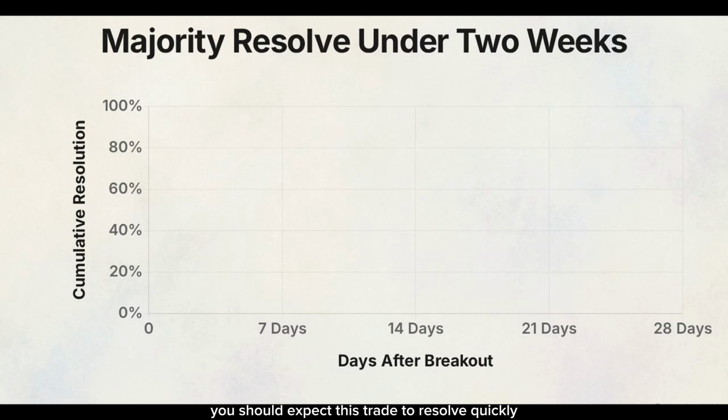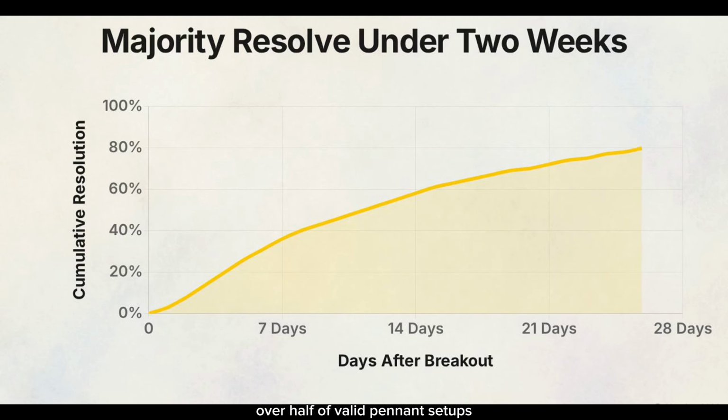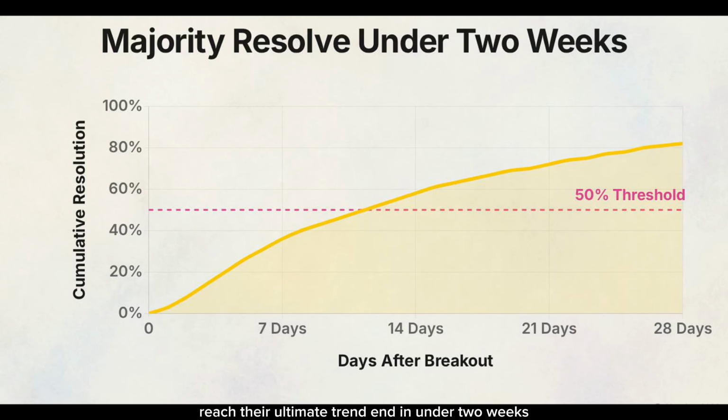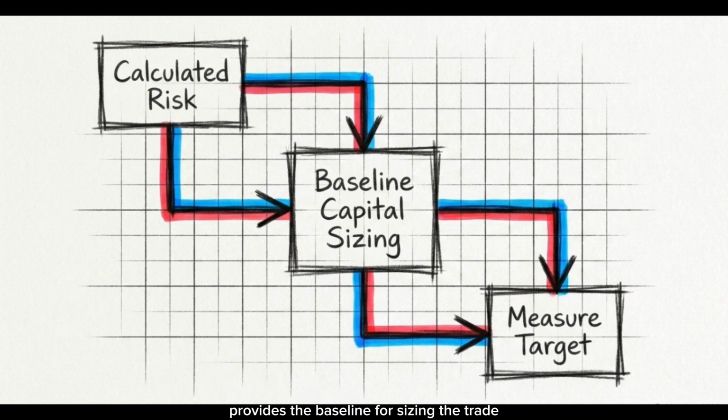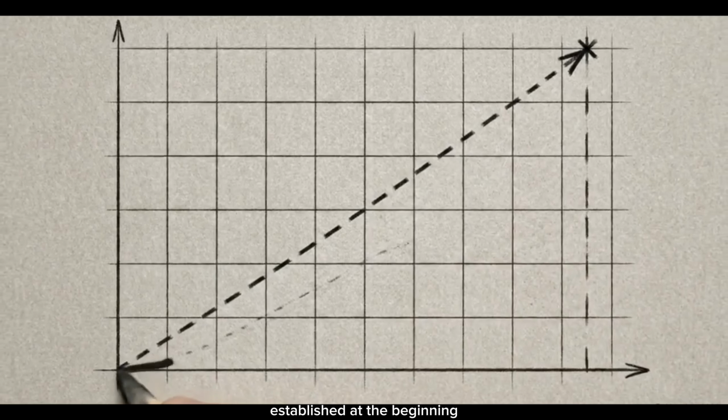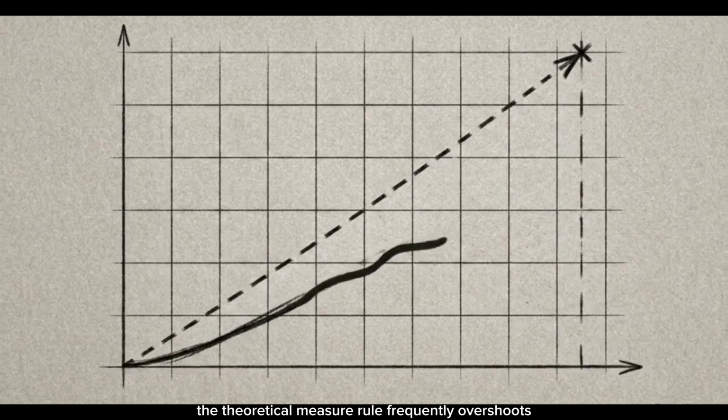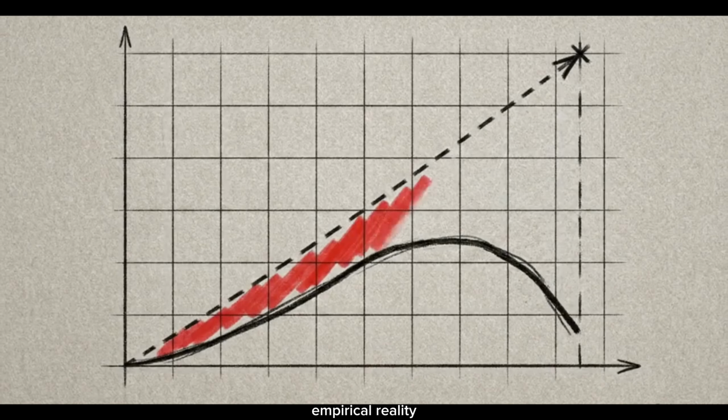You should expect this trade to resolve quickly. Over half of valid pennant setups reach their ultimate trend end in under 2 weeks. The measure rule calculation provides the baseline for sizing the trade, even if it requires subsequent adjustment. We must return to the paradox established at the beginning. The theoretical measure rule frequently overshoots empirical reality.